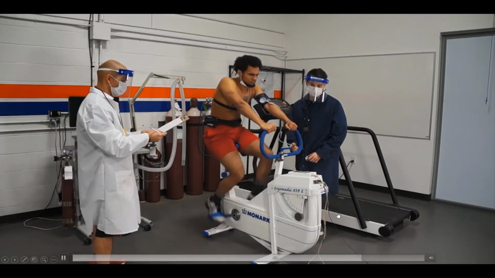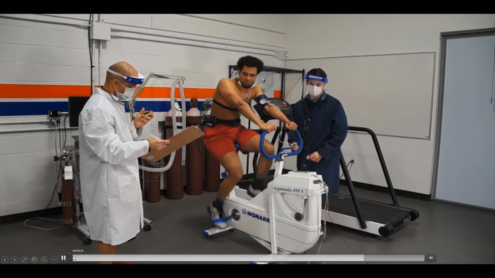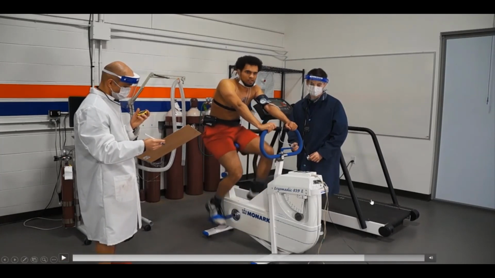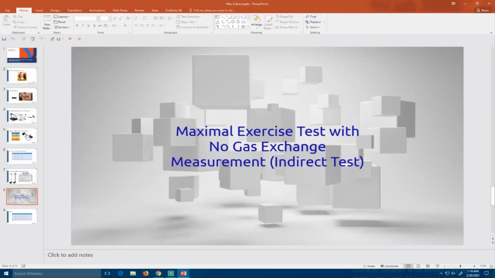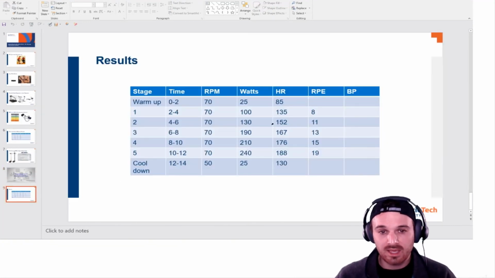So really, that's pretty much the end of the test. We have our participant cooling down, and I'll stop the video there. That's really going to be it, and that's what your results are. You don't have any actual breath by breath or second by second data. You just have the data you recorded at the end of each stage. You have your RPE, your blood pressure if you recorded that, and then your heart rate.